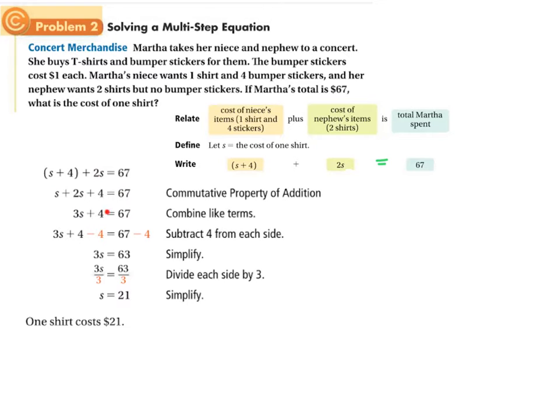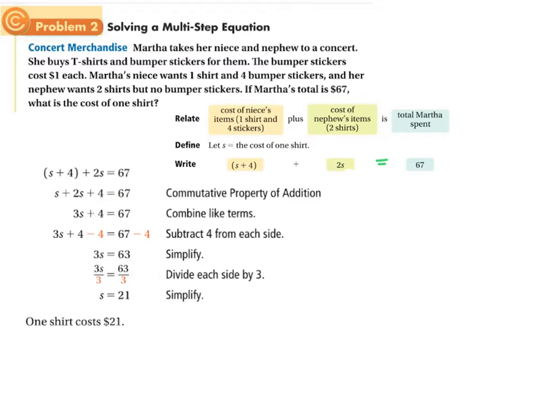67. We need to take off that $4 first, and then we can say 3 t-shirts alone cost 63. When you divide by whatever's in front of the variable, because whatever's happening to S is being multiplied by 3 in this case, you undo it with its inverse operation, division by 3. And you get down to a single shirt costs $21.